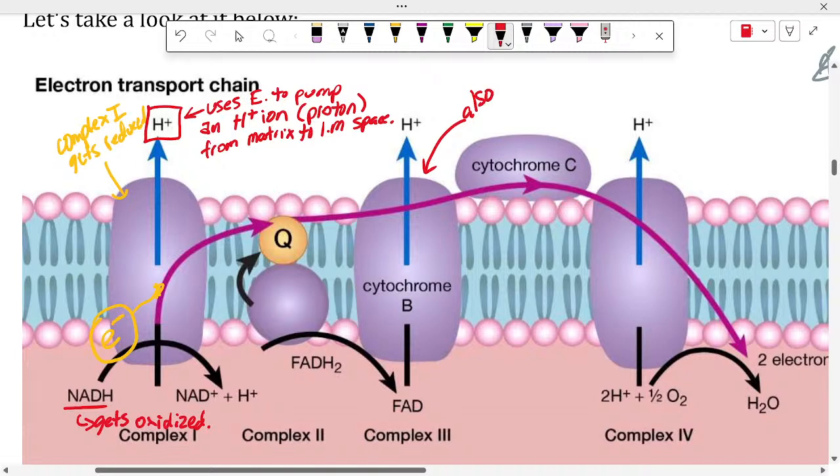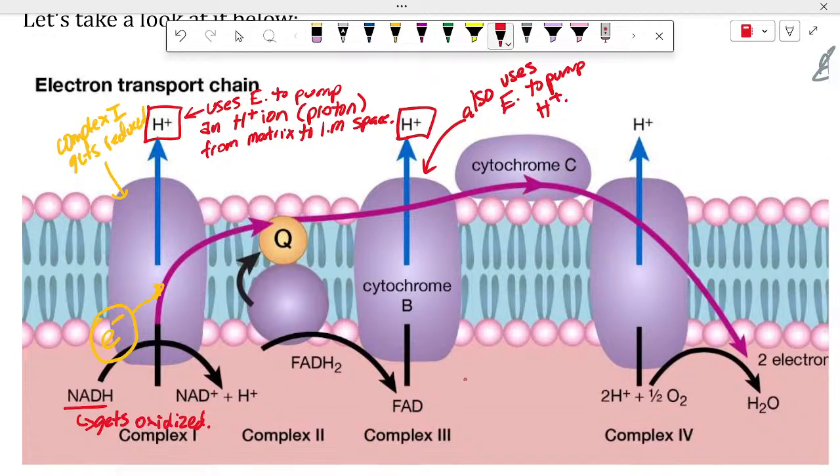This also uses energy to pump an H+. And I'm not even going to say it, but which way does it pump it? From the matrix into the intermembrane space. We have now moved two H pluses. By the way, this doesn't release an H plus at this stage, so now we haven't even replaced it. We are starting to move H pluses, and we're not even replacing them here. Does that make sense?